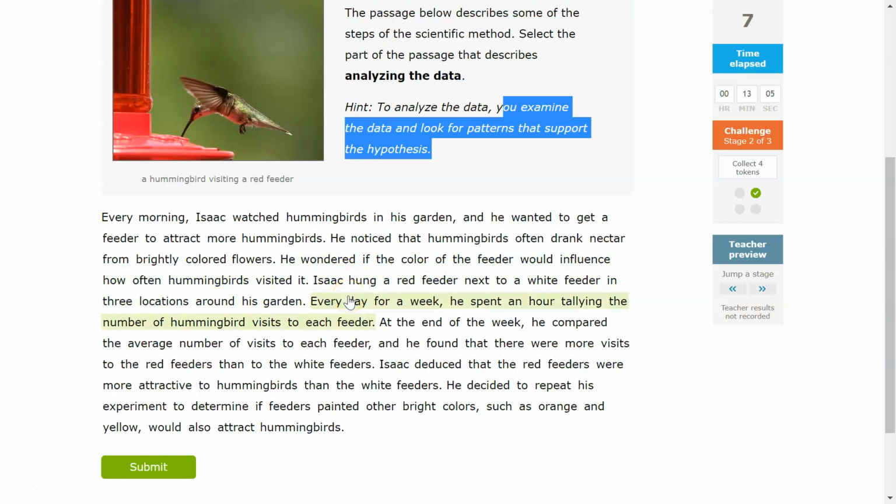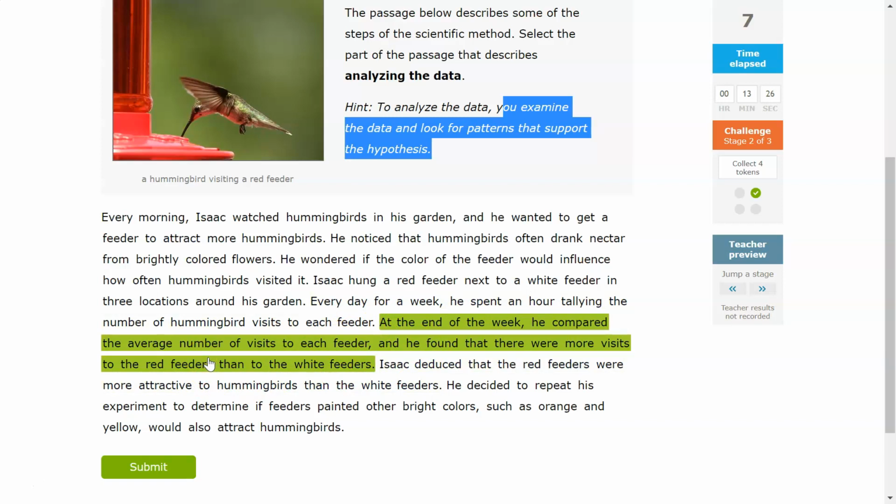Every day for a week he spent an hour. This is once again just doing it. Okay. At the end of the week, he compared the average number of visits to each feeder, and he found that there were more visits to the red than to the white. So this sounds like he collected his data and then he determined that the red feeder had more visitors. So that's his analysis. That's what he determined based off of his experiment. So that would be analyzing data.